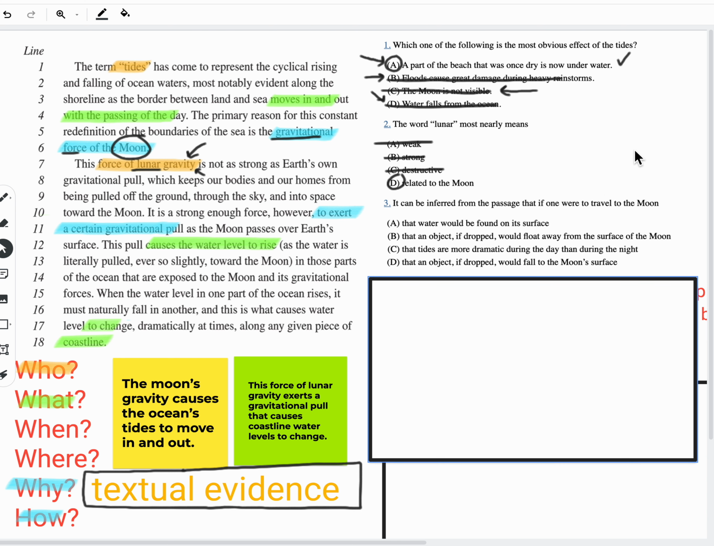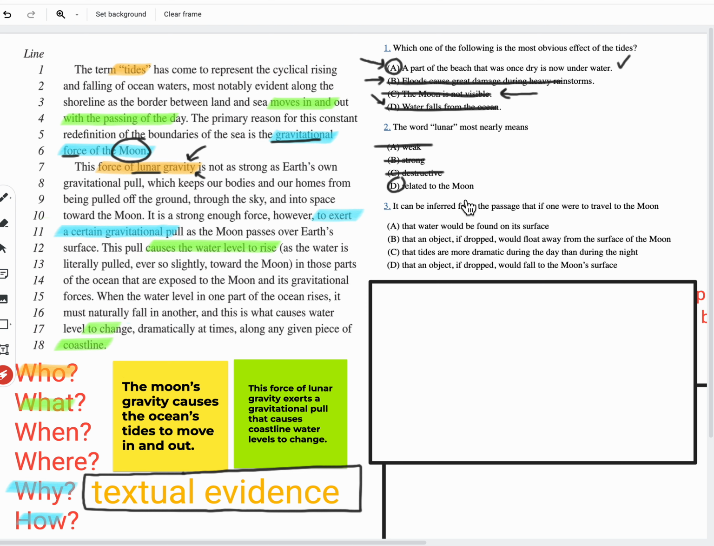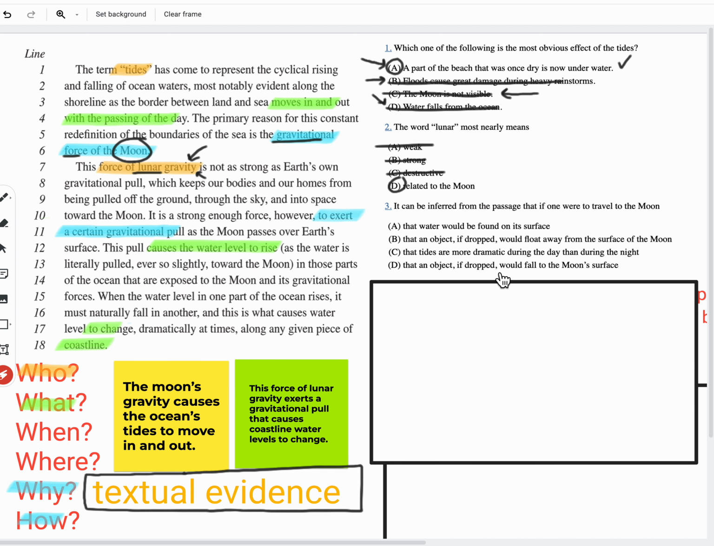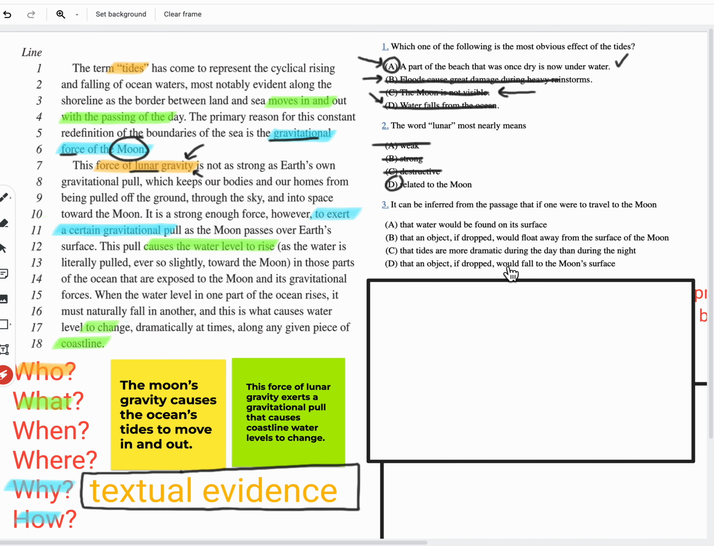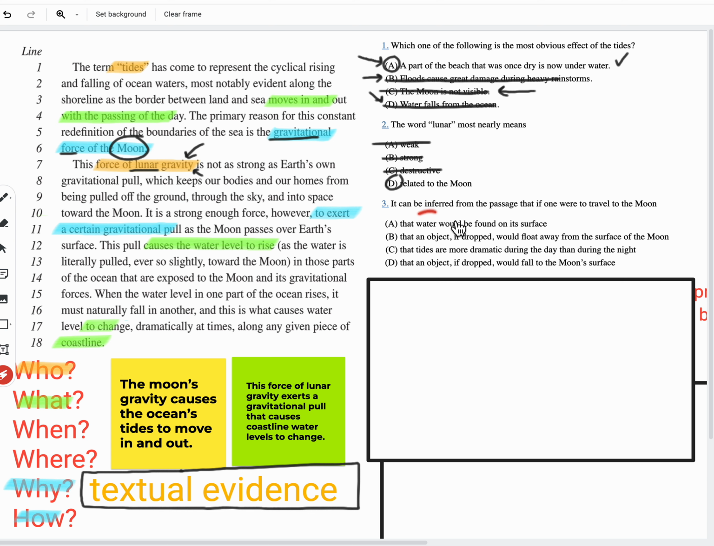Number 3, it can be inferred from the passage that if one were to travel to the moon. Now, inferences are made when we understand what the author is implying or implicitly communicating. Oftentimes, authors will not explicitly communicate something, they will imply it, or there will be implicit communication there. We can make inferences, again, based off of textual evidence. Let's take a look at our answer choices.